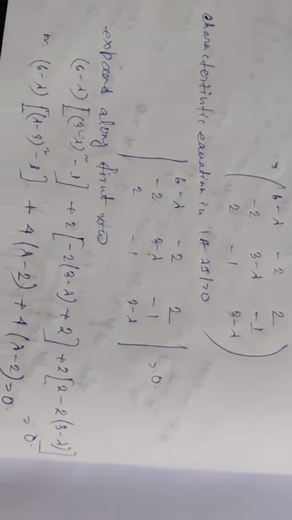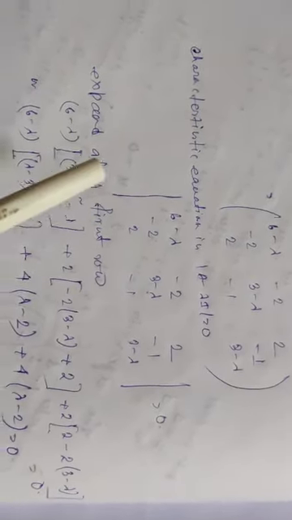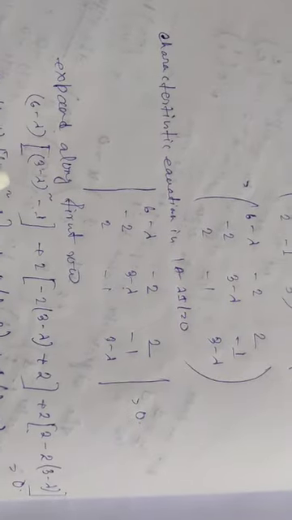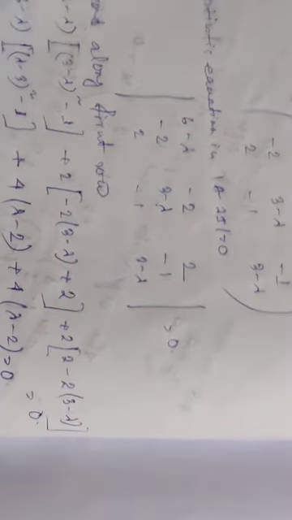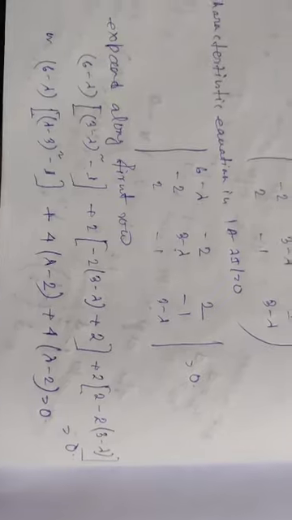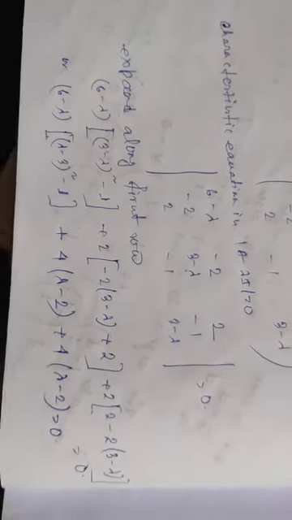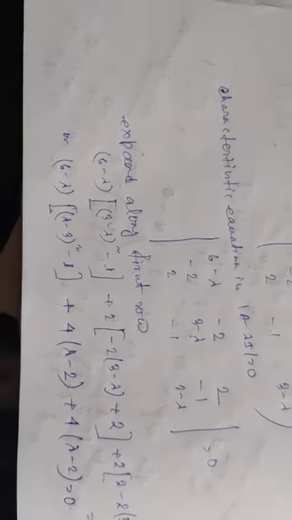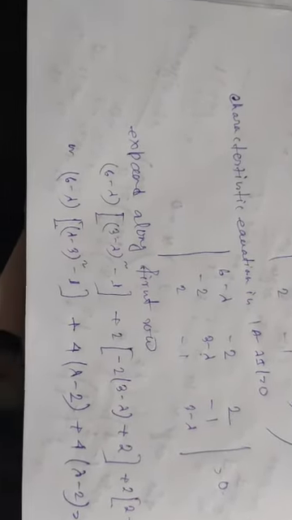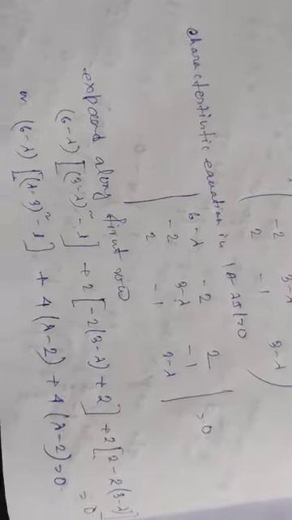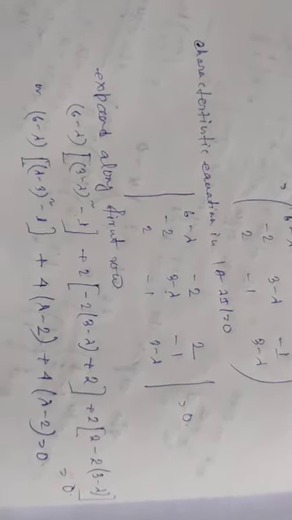So if we now expand along the first row, we get (6 minus lambda) into ((3 minus lambda) whole square minus 1), plus 2 into (-2 into (3 minus lambda) plus 2), plus 2 into (-2 into 2 minus 2 into (3 minus lambda)). And from here, if we simplify, we get (6 minus lambda) into ((lambda minus 3) whole square minus 1) plus 4 into (lambda minus 2) plus 4 into (lambda minus 2) is equal to 0.